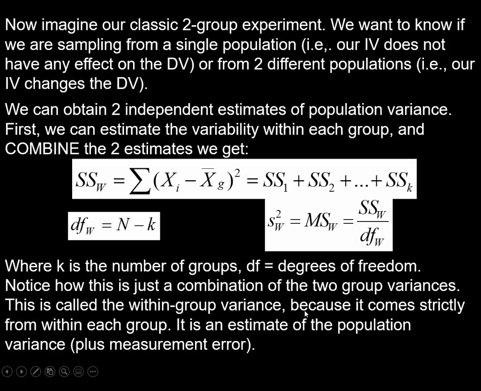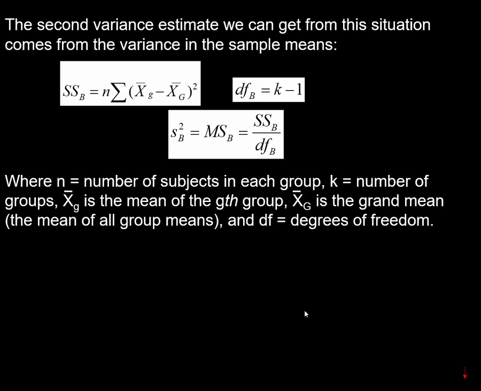So it's an estimate of population variability, plus, of course, whatever extra variability we get through measurement error. All right, now that's one estimate of population variance. We're going to get a second estimate in this situation, and that comes from the variability among the sample means.